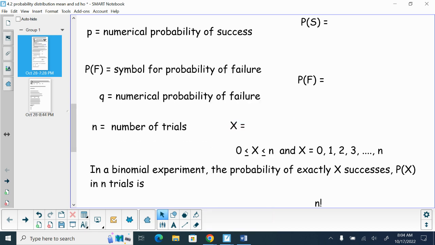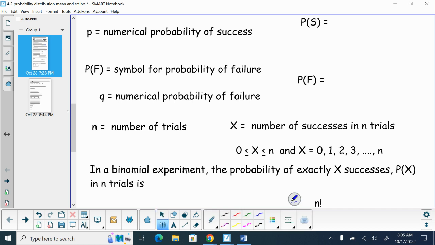N is your number of trials, and X is your number of successes in N number of trials. So you have N number of trials, and you have X number of successes in those trials. This value of X will be somewhere between 0 and the N number of trials. Once again, your number of successes could go up to your number of trials.